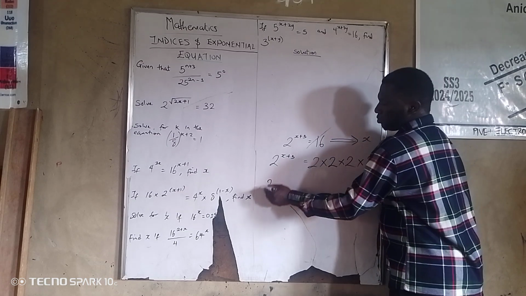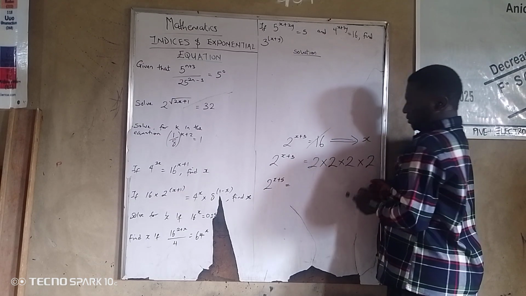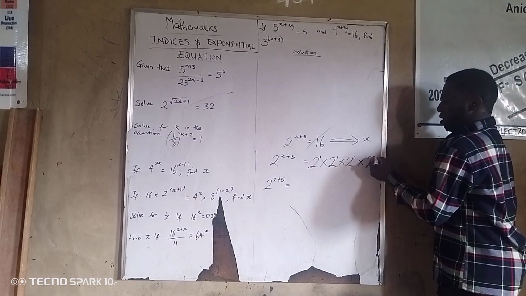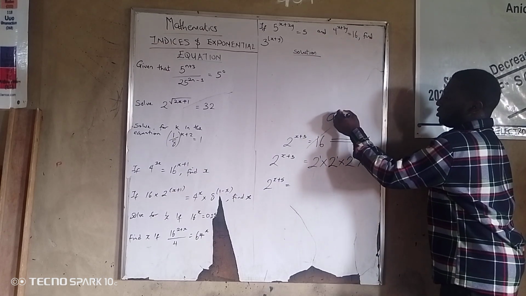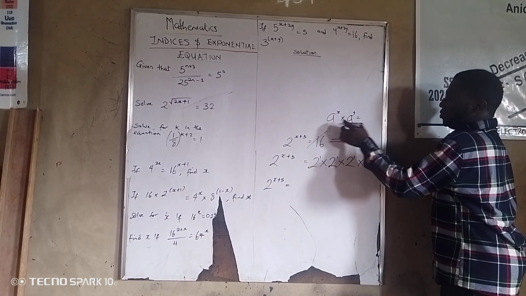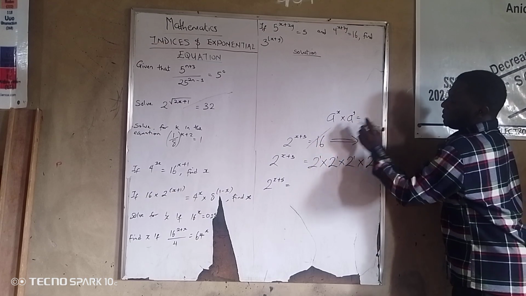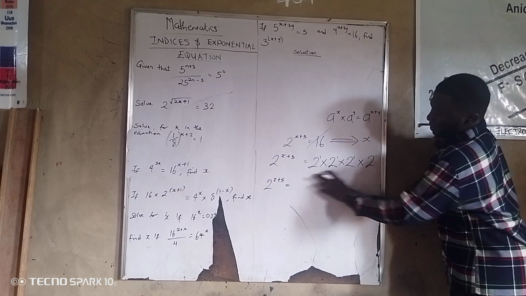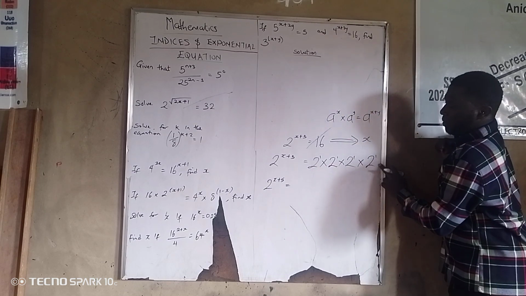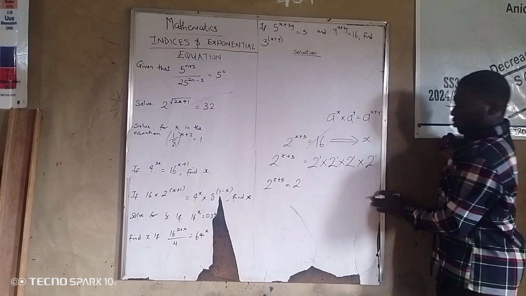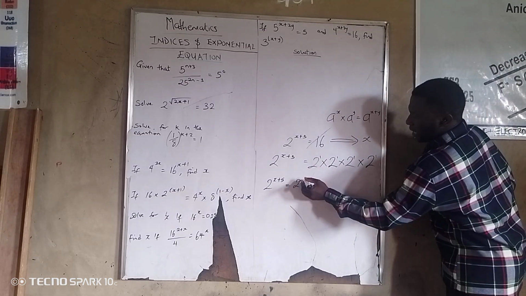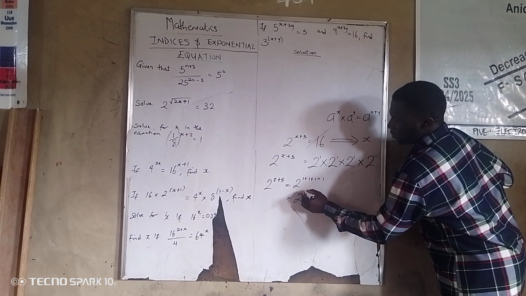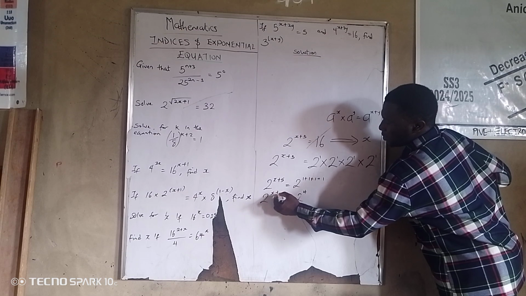Now, 2^(x+5) equals, and each 2 here means 2 raised to the power 1. Remember the law of indices, the one we have learned in the past: whenever you have the same base in multiplication, you bring out one of the bases and you add the powers. That's what I am doing here. They are all 2 raised to the power 1, so I bring out one 2, then add their powers: 1 plus 1 plus 1 plus 1. So that would be 2 raised to the power 4, and you have 2^(x+5).